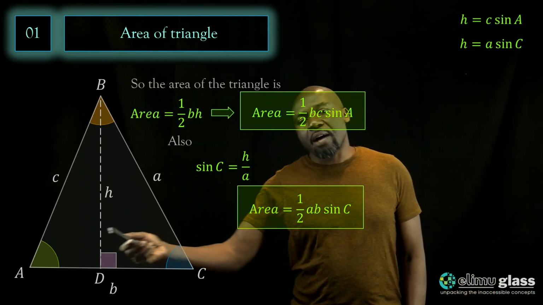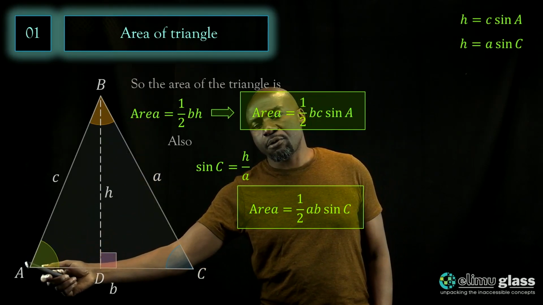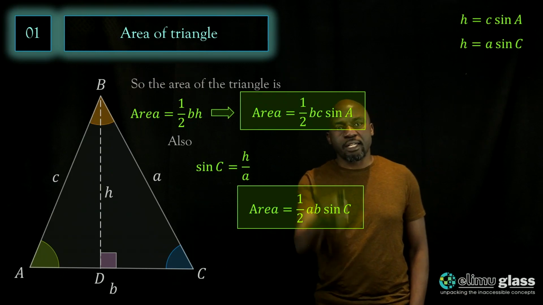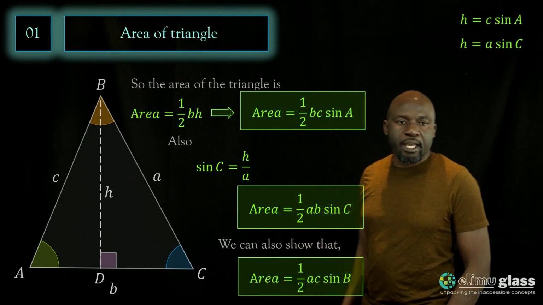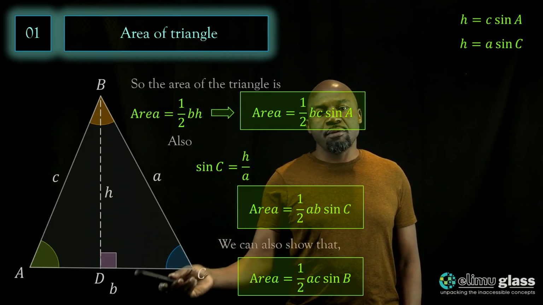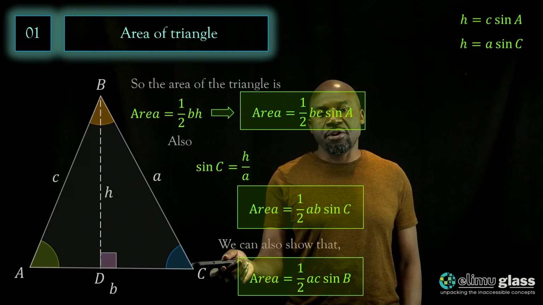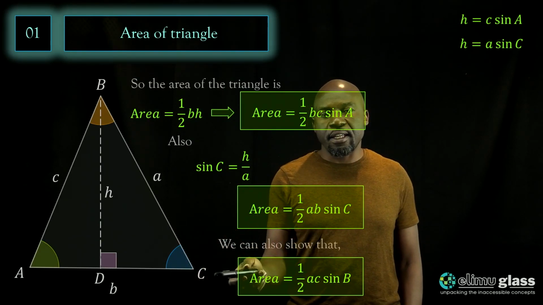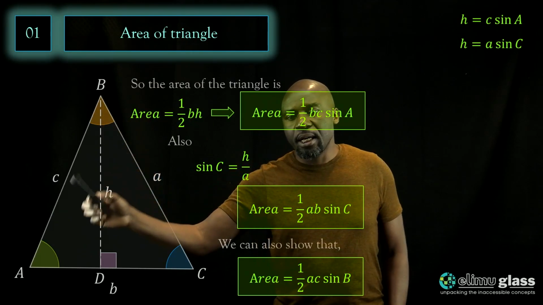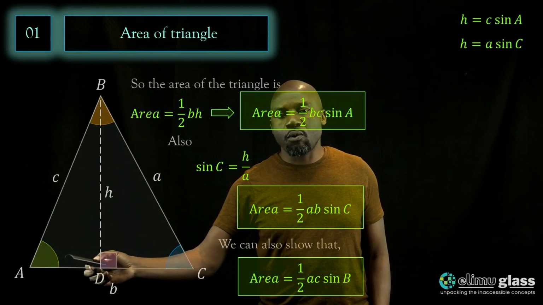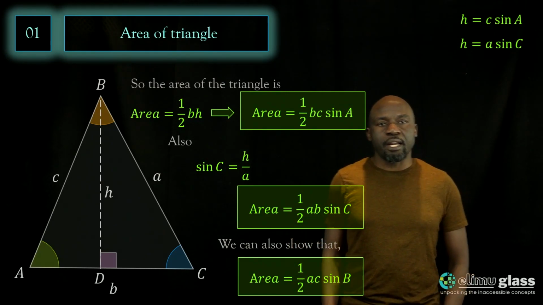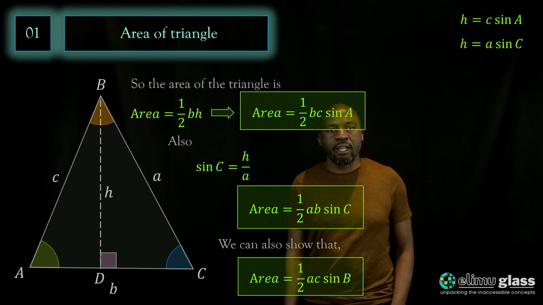We could have drawn a perpendicular from A to join BC, and then talked about angle B, and we would still come up with a similar formula: the area of the triangle is half AC sine of B. So if we know sides A, B, and the angle that they form, we can use half AB sine C, or half AC sine B, because A and C form angle B. C and B form angle A, so we could find the area by saying half BC sine of A. These three formulas can be used to find the area of this triangle. That's really it, and this is the area of triangle rule.